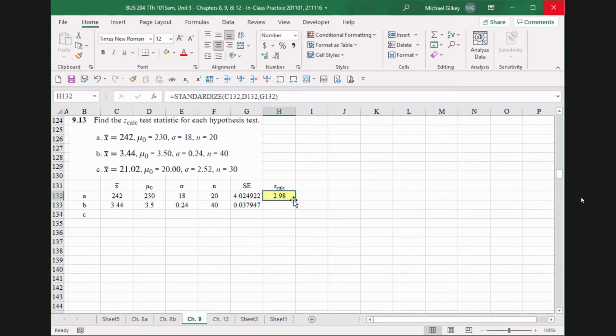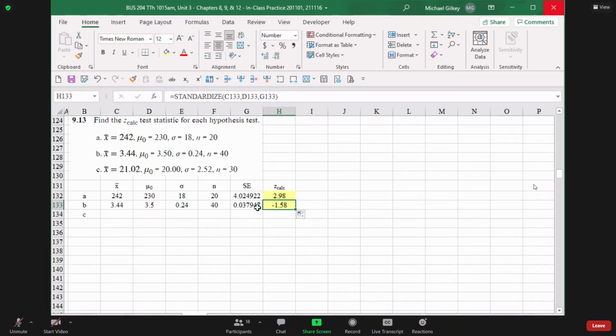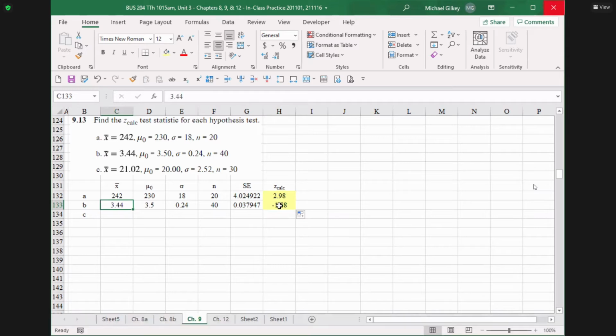So I'm going to do exactly the same thing I did. So I could just copy that down, and there's my z-score, right? This is 1.58 standard errors below the mean. And again, we would then compare this to our critical value to see whether we reject the null hypothesis or not. If this is in the rejection region, we reject the null hypothesis. Otherwise, we don't. Is everybody okay? Yeah.